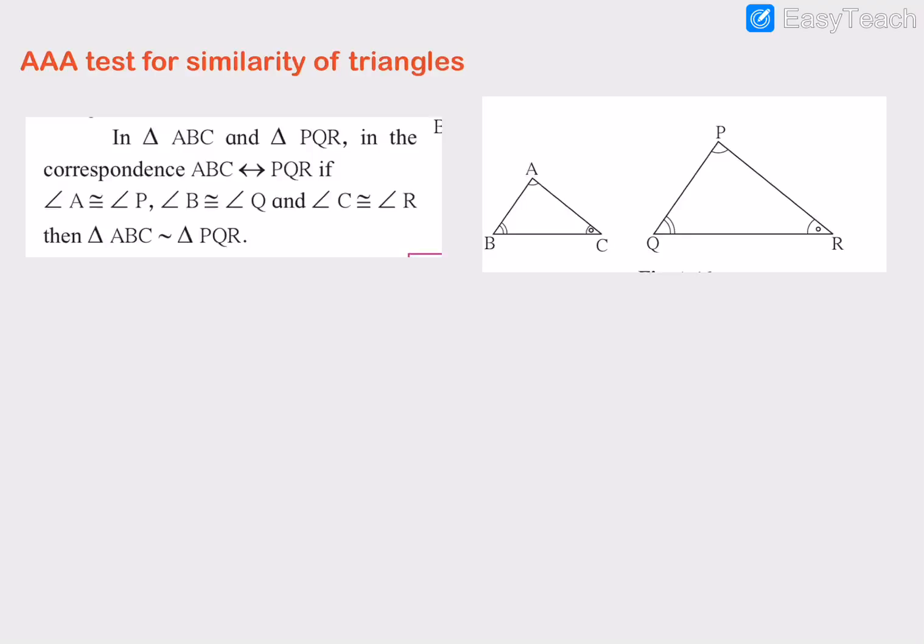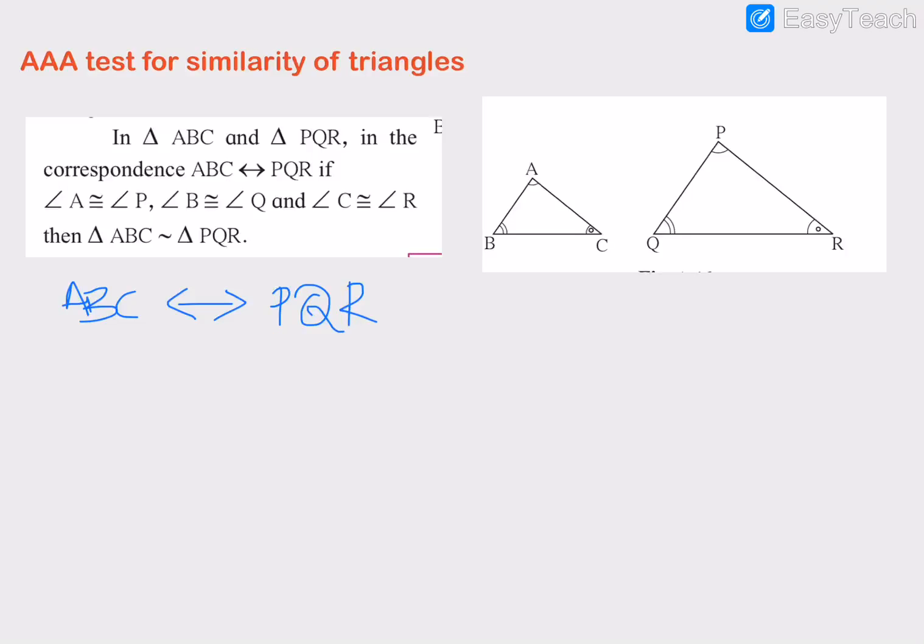So we will write, in triangles ABC and PQR, the correspondence of the sides: ABC corresponds to PQR, in that order. So we will write it as ABC, the symbol of correspondence, PQR. This is read as ABC corresponds to PQR.